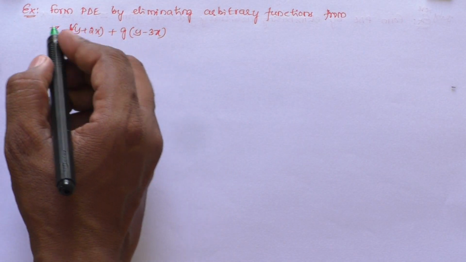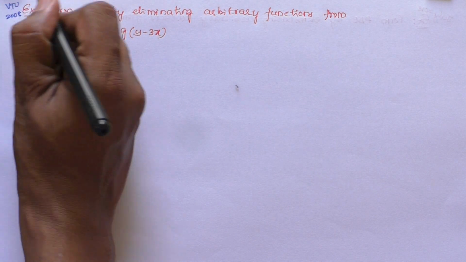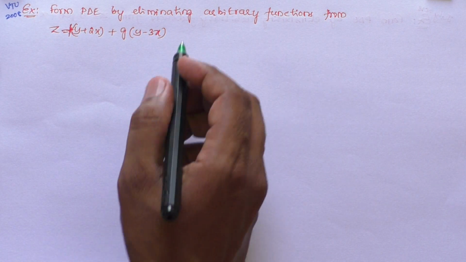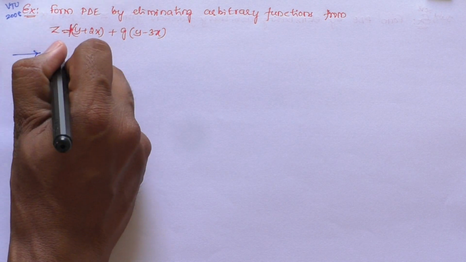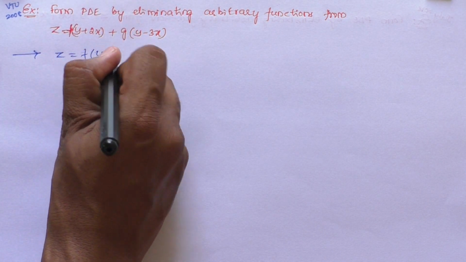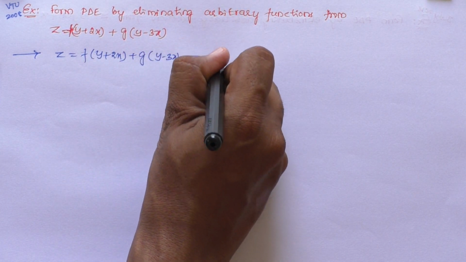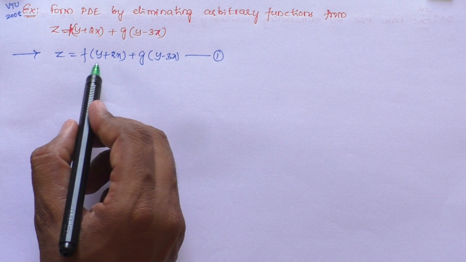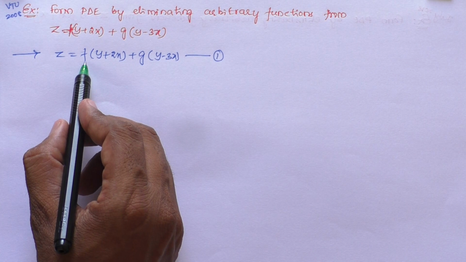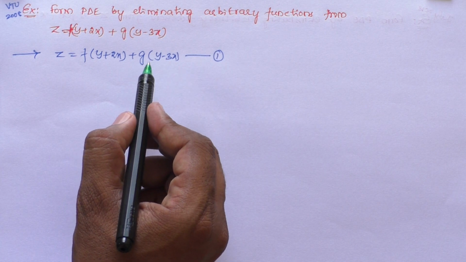So let us solve another problem which was given in the VTU 2008 exams. The question is: form the PDE by eliminating arbitrary functions from z equal to f of (y plus 2x) plus g of (y minus 3x). Take this as equation number 1, the given equation. In this problem we need to eliminate f and g. There are two arbitrary functions, so you need to go for second order partial differentiation.